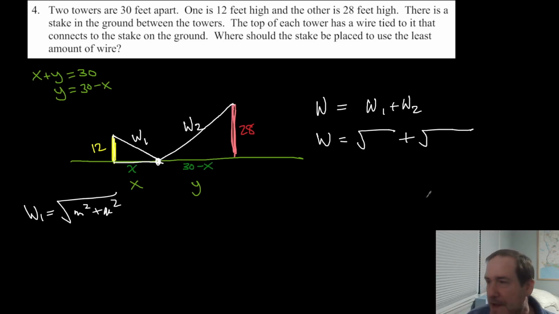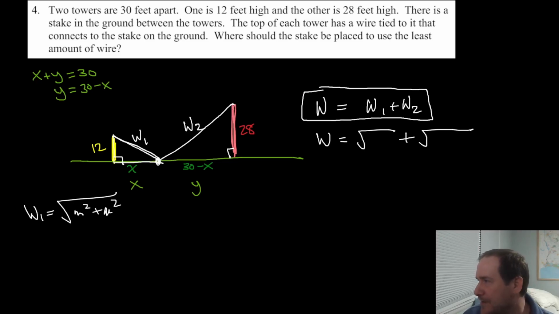And that's totally fine. So now what that means is if we're looking to minimize the amount of wire we use, well then the wires are the hypotenuse of these two right triangles, right? These are assuming the towers are forming 90 degrees with the ground. Then the length of wire 1 would be the square root of 12 squared plus x squared, and wire 2 would be the square root of 28 squared plus (30 minus x) squared. So this would be the equation we want to optimize, that w, the total amount of wire used, is wire 1 plus wire 2.